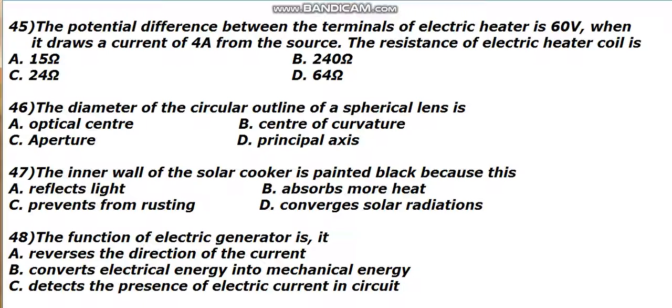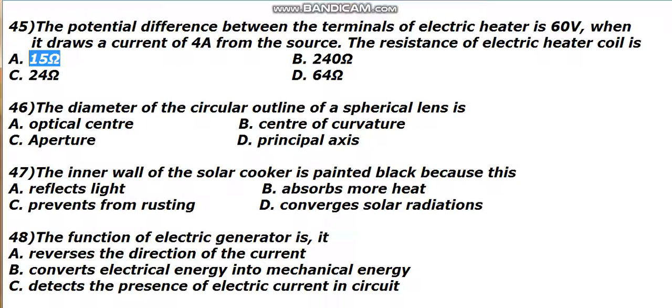So you put the values: 60 is equal to 4 times R. When you do the calculation, you are going to get 60 upon 4, which is equal to 15 ohm. Okay, so the correct option of this one, a very simple calculation, is A, 15 ohm. Okay, next, 46th.